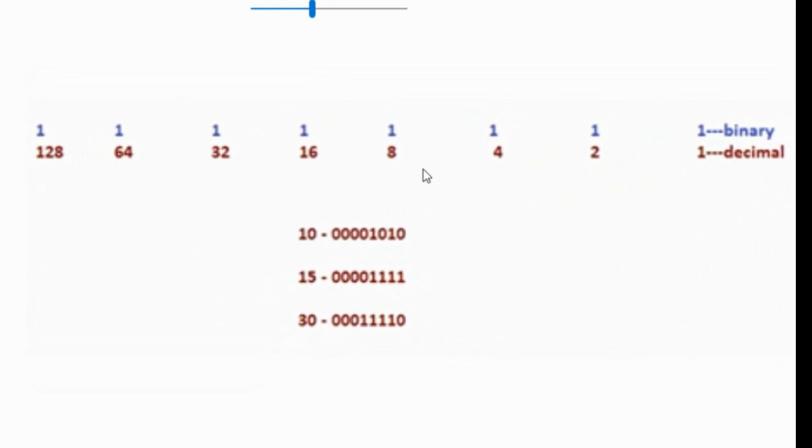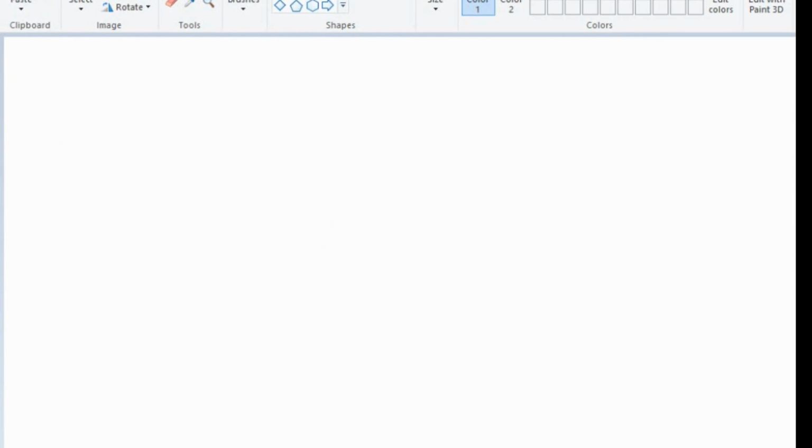For 10 you get 0 from 128 all the way to 16, then 1, 2, 3, 4 on the 8-bit, 0, 4, and right away 2 as a class, and 8, which is 10. 15 same goes, 30 same goes, across this one.